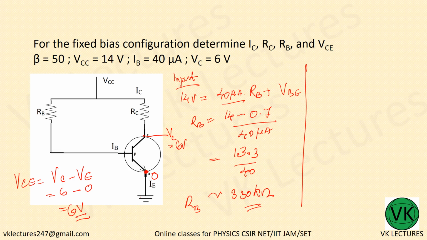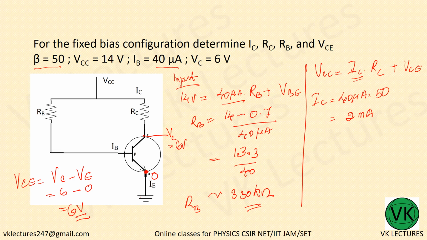Okay. Now applying KVL to the output. VCC equal to IC times RC plus VCE. Now we don't know IC, but we know what is beta. Beta equal to 50, IB equal to 40 microampere. So IC is equal to 40 microampere into beta, that is 50. 100 by 2. So that is nothing but 2 milliampere.